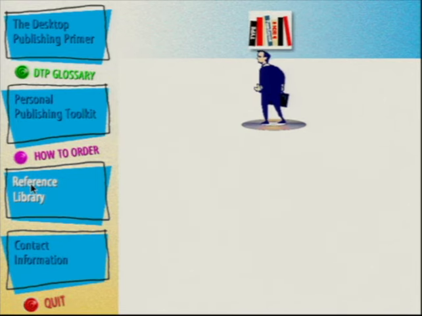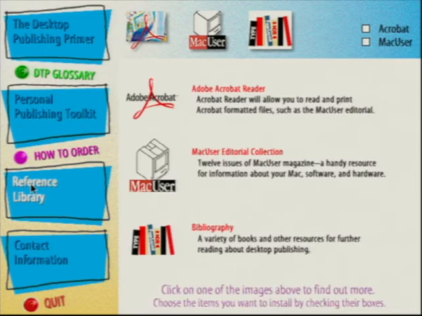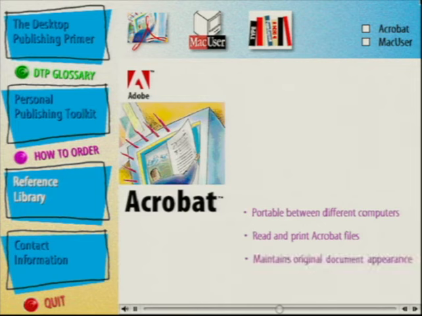Click on the MacUser Editorial and Acrobat Reader icons to find out more about them. You can also read the bibliography list by scrolling through it and save it to disk. Adobe has put an end to the complexity involved in viewing published documents between different computers or even across different computer platforms. Acrobat Reader will allow you to read and print files saved in Acrobat format. Acrobat formatted files can be easily moved between different computers while maintaining all the fonts and formatting of the original document. Acrobat Reader will allow you to read the MacUser Editorial files and is installed automatically with the MacUser Editorial. To install just the Acrobat Reader, click on the Acrobat checkbox on the upper right.